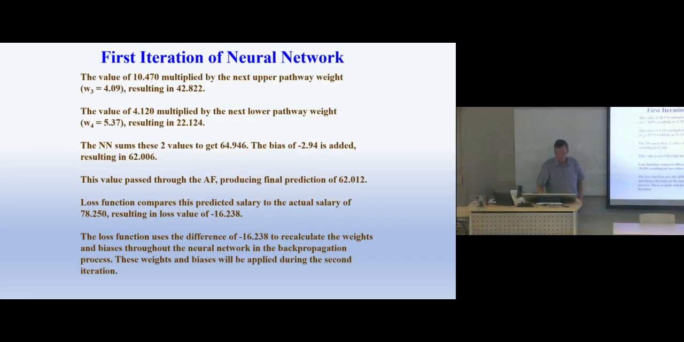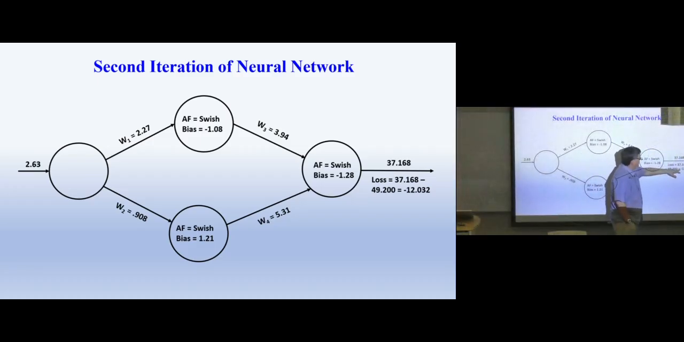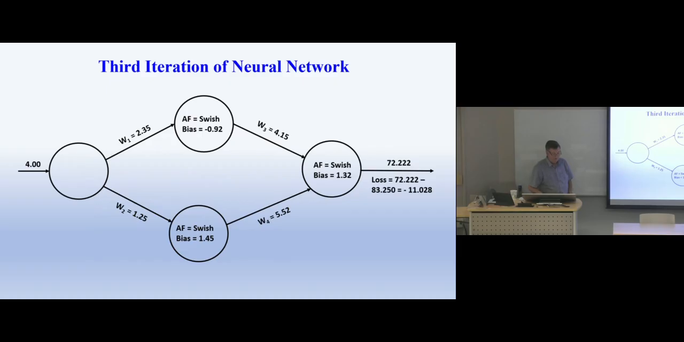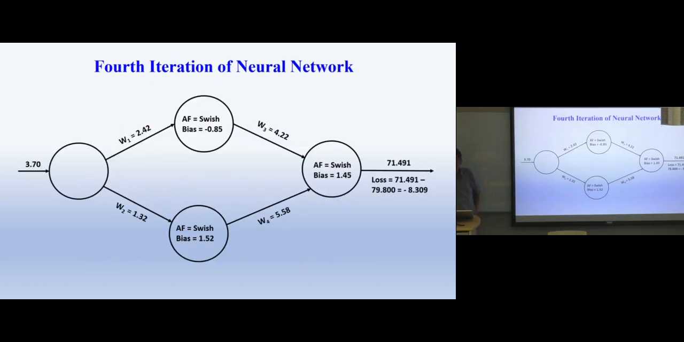Second iteration, that's the first one. First iteration. I don't know why I did that twice. Second one, 2.63, the GPA comes in, get all the way over here. The result's 37.168, doing the arithmetic. I'm off by minus 12. Comes back over. See that written down. There's a third iteration. The 4.0 comes in, goes through. Loss function is still 11. Okay, minus 11. Go to fourth iteration. And I'm down to 8.309.